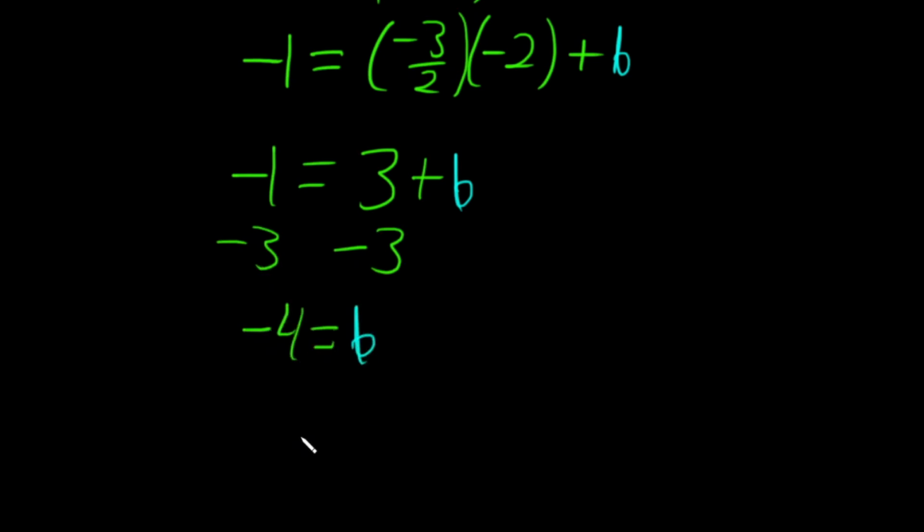We have all the information we need to write the equation of this line in slope-intercept form. So it would be y is equal to the slope, -3 over 2 times x, plus b. But notice the b is negative, so adding a negative is like subtraction. We'll just write it as -4.